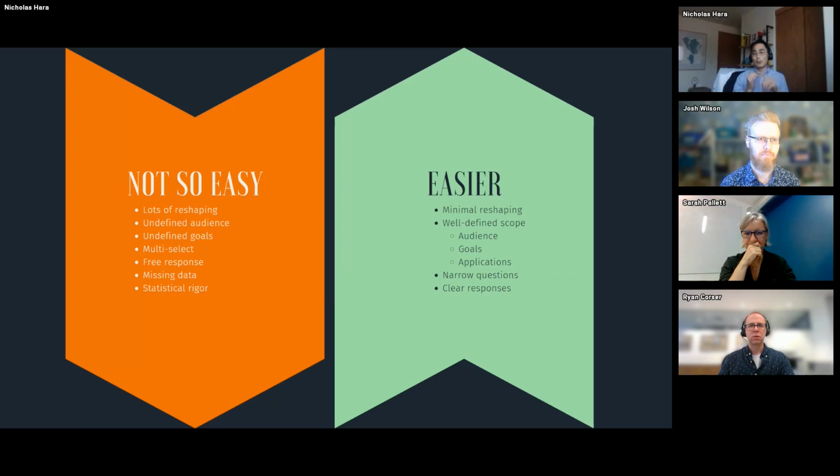I wrote down these next two, multi-selects and free response. It doesn't mean they're bad. I just want to really emphasize multi-selects are not bad, free response is not bad. It does mean that we as analysts tend to have more work to do to explain what those things mean.